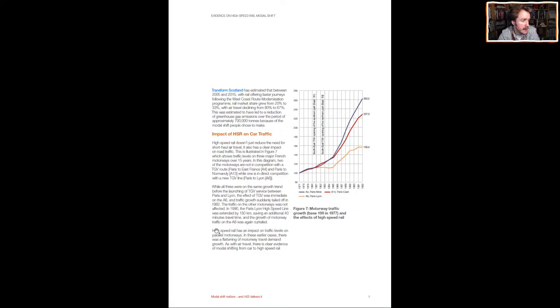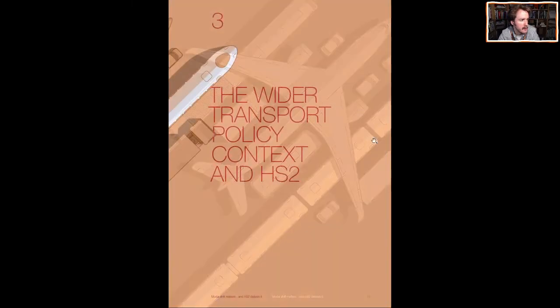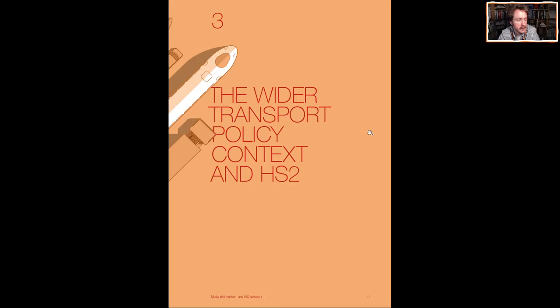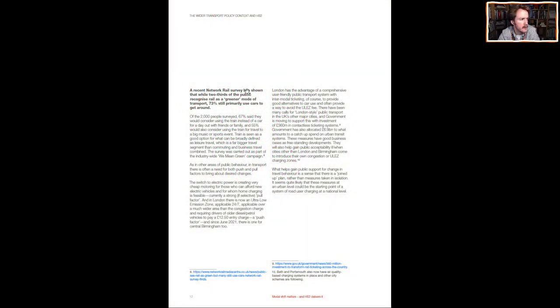So high-speed rail has an impact on traffic levels on parallel motorways. In these earlier cases, there was a flattening of motorway travel demand growth. As with air travel, there is clear evidence of modal shifting from car to high-speed rail. Fab. So let's have a look. The wider transport policy context and HS2. Fine.